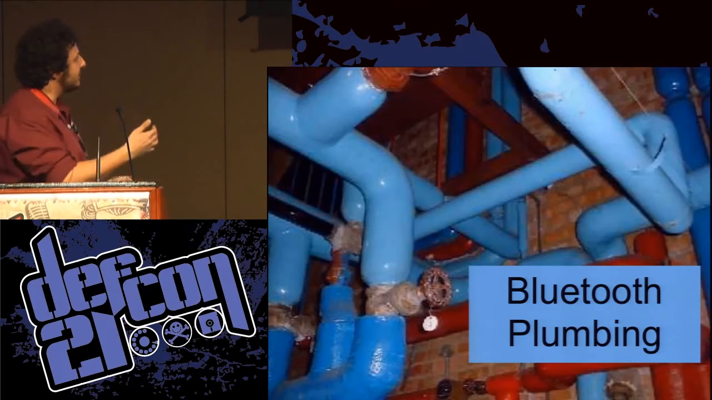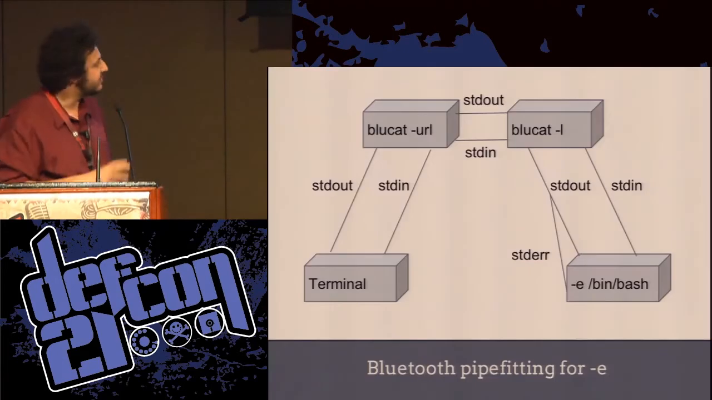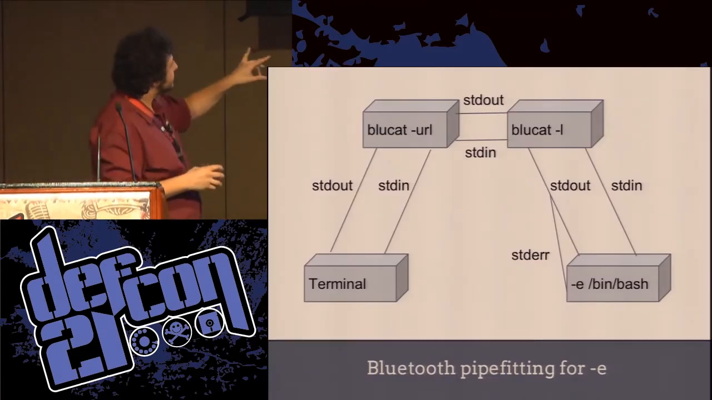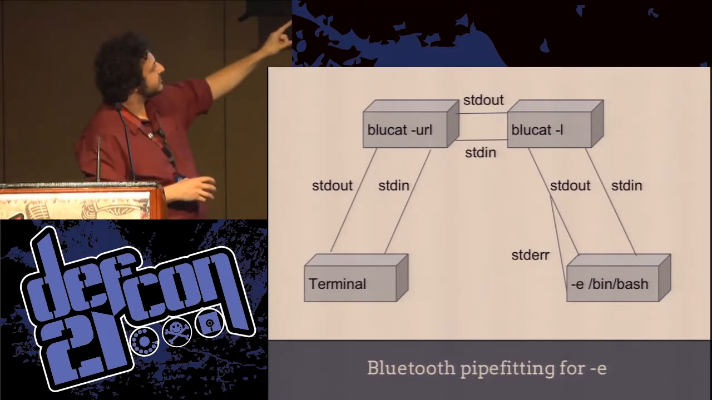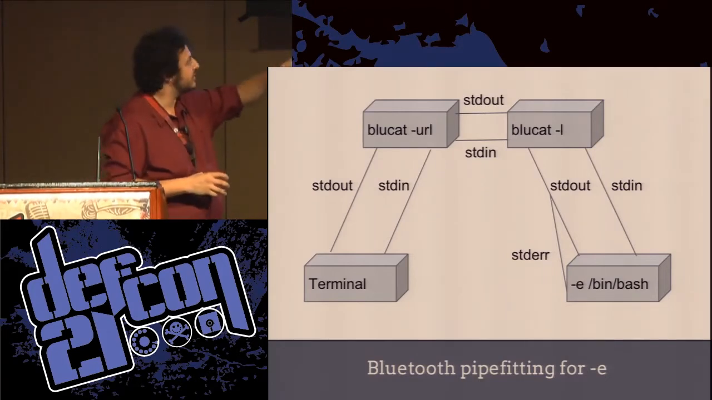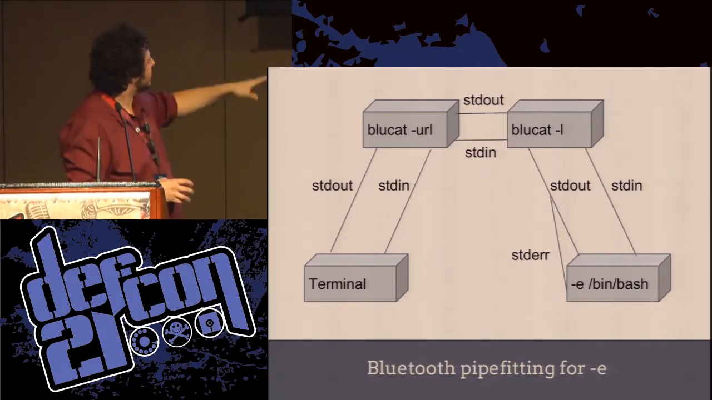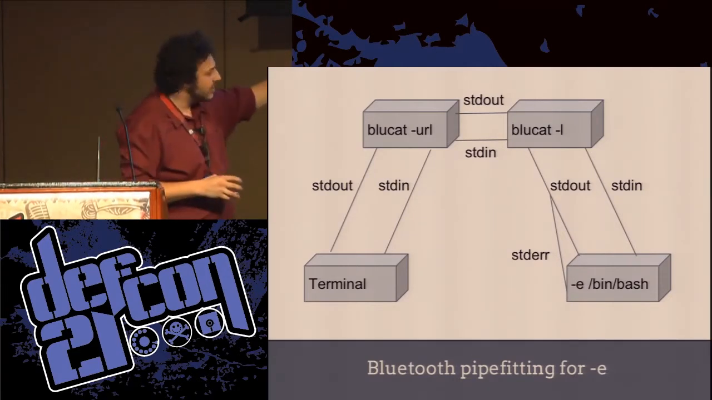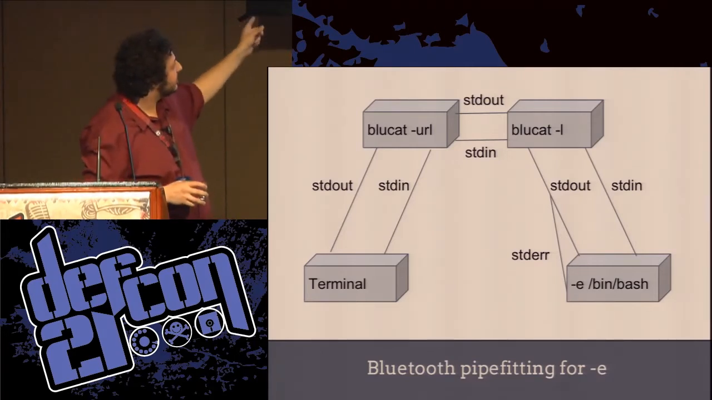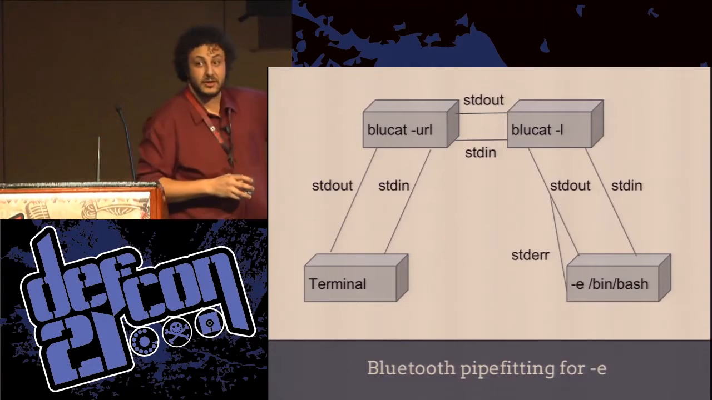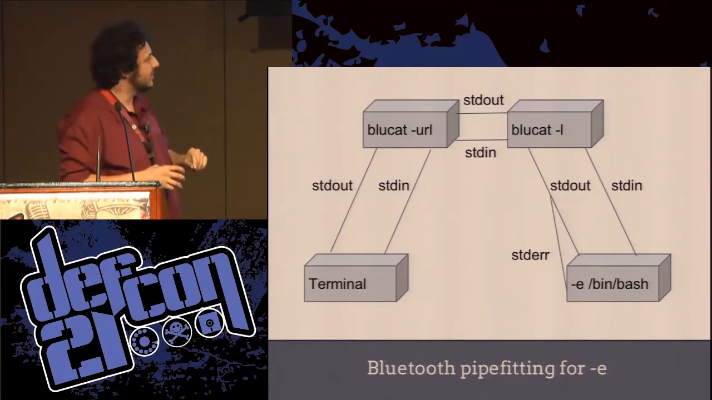So I'm going to get a little more in depth on the Bluetooth plumbing, right? How this stuff can be put together. So we have this basic Bluetooth connection at the top, Blucat. We connect to some URL, which is identifying the second Blucat process running somewhere else. And they're going to exchange the standard in and standard out like you normally would. So on the left we have a terminal, and on the right we did the -E option. So it's just going to pipe the standard out from the terminal to the standard in of bin bash. So you remote control the service over Bluetooth.